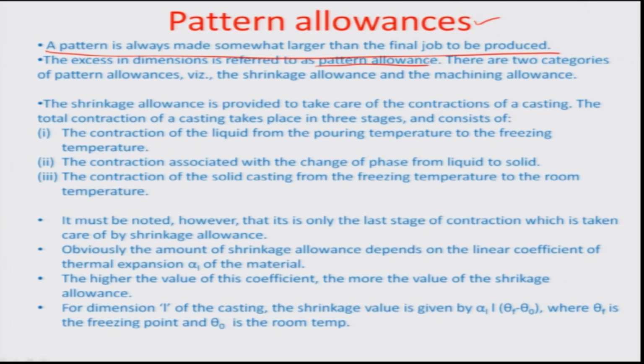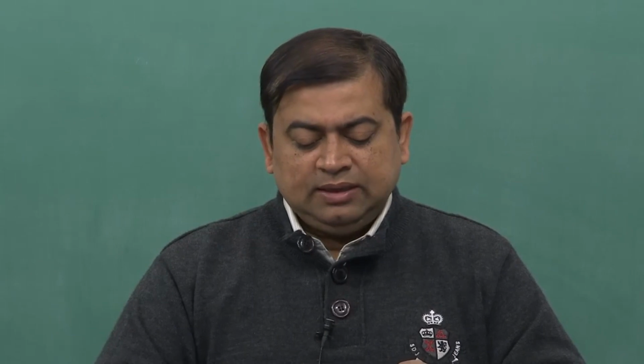There are two categories of pattern allowances. You have a shrinkage allowance and then you have a machining allowance. So, obviously, a shrinkage allowance, as I told, is more because of thermal issues associated with the sudden decrease in the temperature of the metallic system. But ultimately this casting or this primary shape has to be fitted into an engineering assembly, and it needs to be compatible with the tolerances or the overall matching with that engineering assembly.